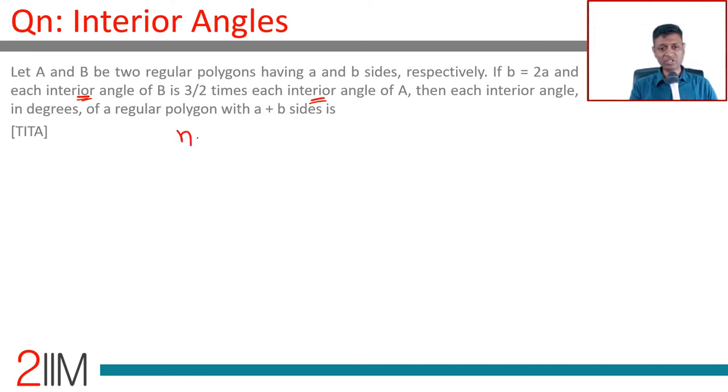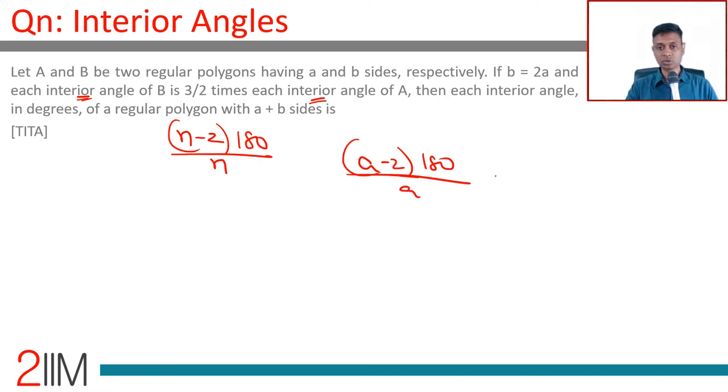For a regular polygon with n sides, the sum of the angles would be (n minus 2) into 180. Each angle would be (n minus 2) into 180 by n. So we know that (A minus 2) into 180 by A is each angle of the polygon with A sides, and (2A minus 2) by 2A into 180 is each interior angle of the regular polygon with B sides. This is equal to 3 by 2 times this. 3 by 2 into this is this. Wonderful. So let's see how this works out.